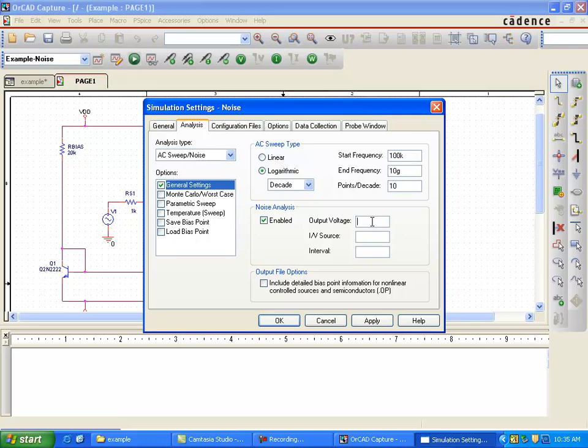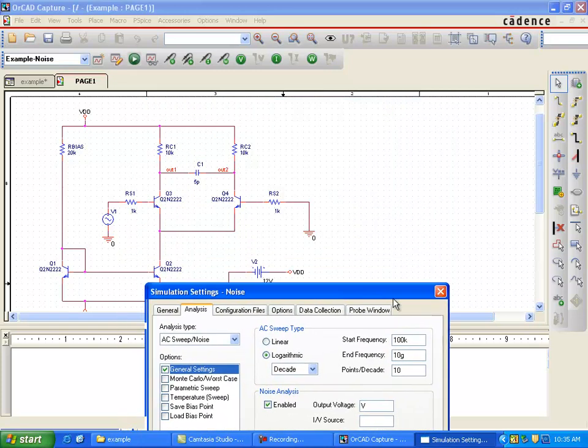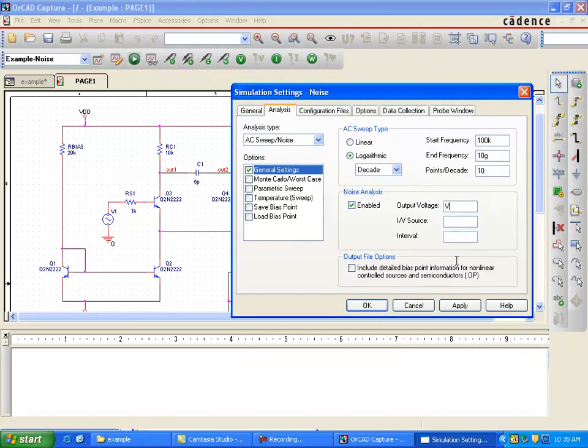We have to analyze this noise analysis. The output voltage should be V output. We're going to analyze the contribution of the total voltage noise at the output to an equivalent input noise at V1. So the output is V output and the input is V1. This is the equivalent input noise from V1.